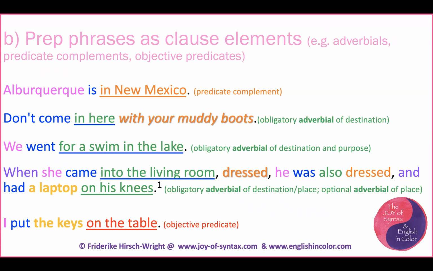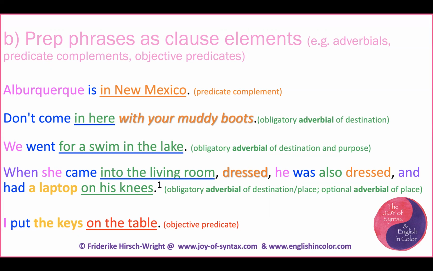We went for a swim in the lake. I already explained that sentence. For a swim in the lake is a prepositional phrase that in turn contains another prepositional phrase. But here it's a lovely example of how we have one sentence that contains two prepositional phrases, but one is a clause element and the other one is contained in that clause element and fulfills modifier function. It's so important to always distinguish between form and function.